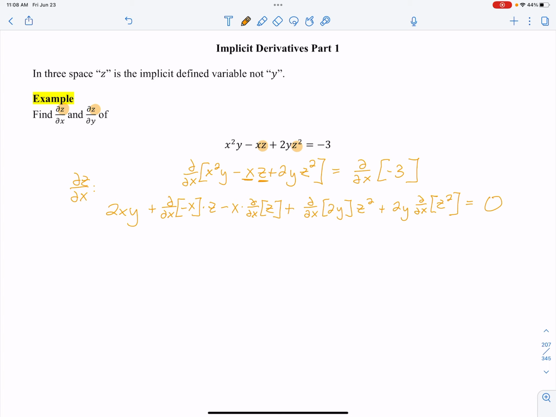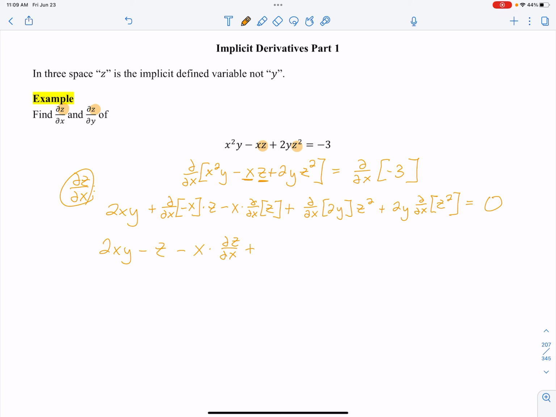Okay, so now I'm going to take the partials that I can. I have 2xy. This first one, the partial of negative x with respect to x is just minus 1, so I get negative z. The next one I get minus x, and this is the weird part. I don't know what z is, so I'm just going to call it the partial of z with respect to x, which is what I was trying to find. So we're going to end up solving for that variable.